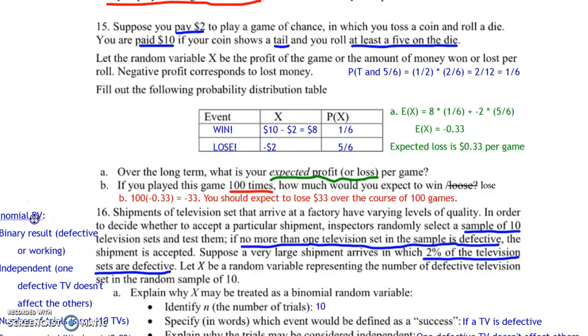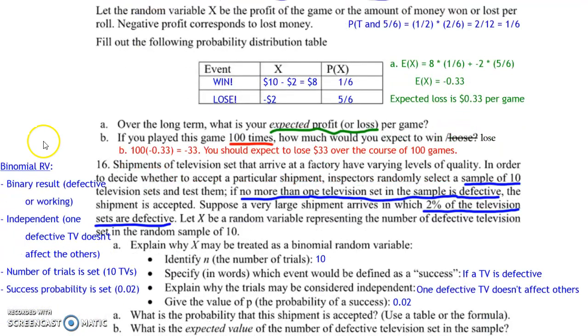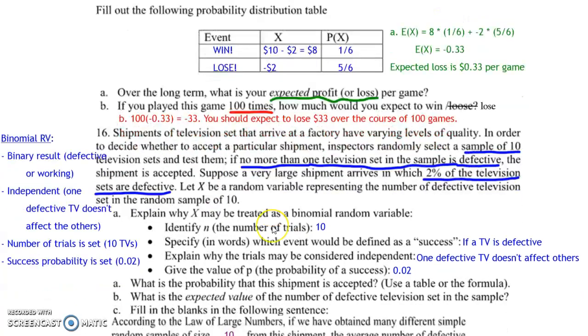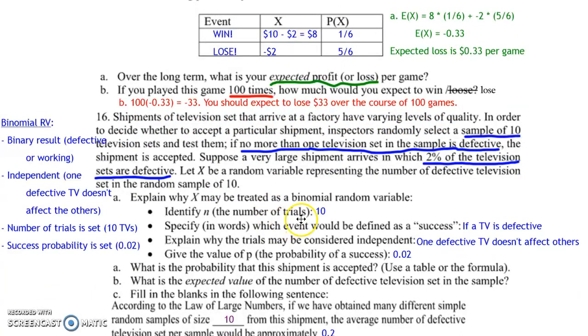Looks like I got a little bit cut off here, so I'm going to slide it a little. A binomial random variable has 4 different qualities. A binary result, either defective or working. Independent, one probability doesn't affect the others. The number of trials is set. In this case, it's 10 TVs, and the success probability is 0.02. In this case, success is defined as whether the TV is defective. A weird way to define success, to be sure, but it's not talking about, oh yes, we want success. It's talking about we're getting the result that we're looking for.